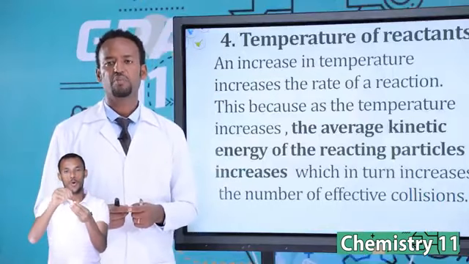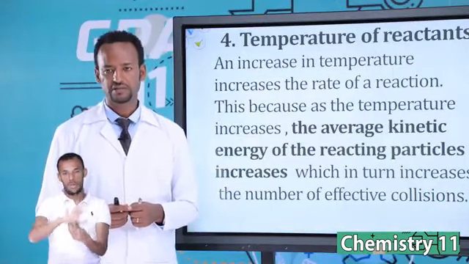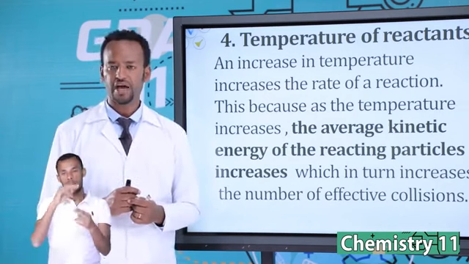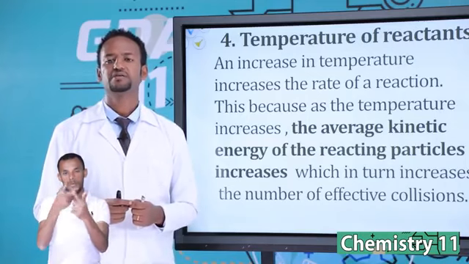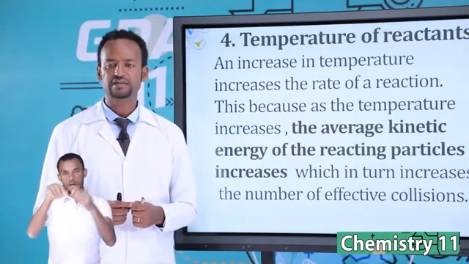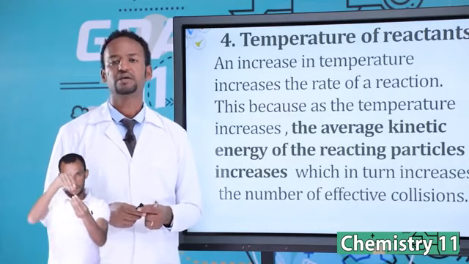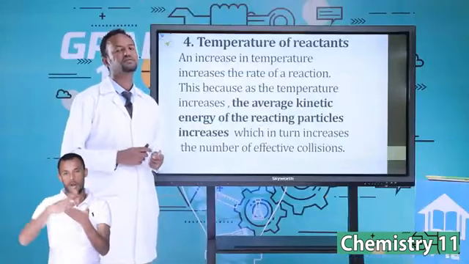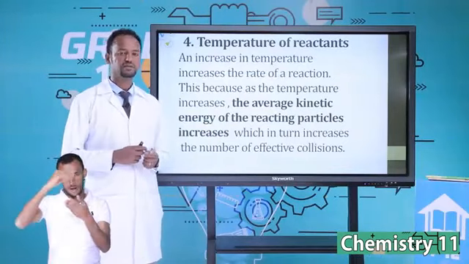We also discussed the factors that affect the rates of chemical reactions, like the nature of the reactant. The second one is the surface area of solid reactants. The third one is concentration. In today's lesson, we will discuss the other factors and the other subtopics in chapter 4.